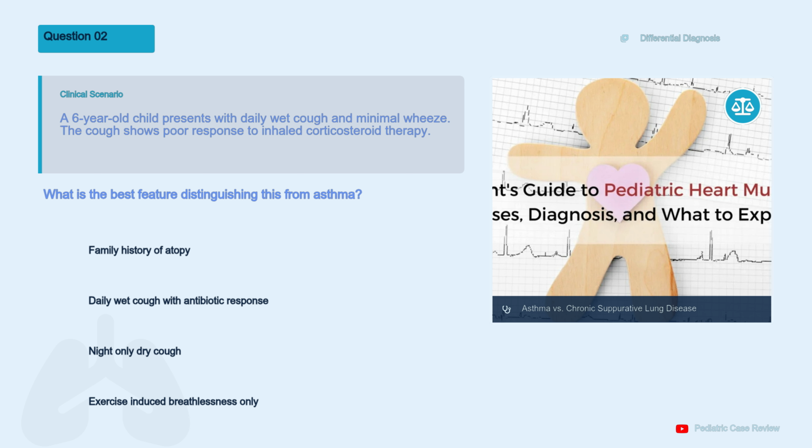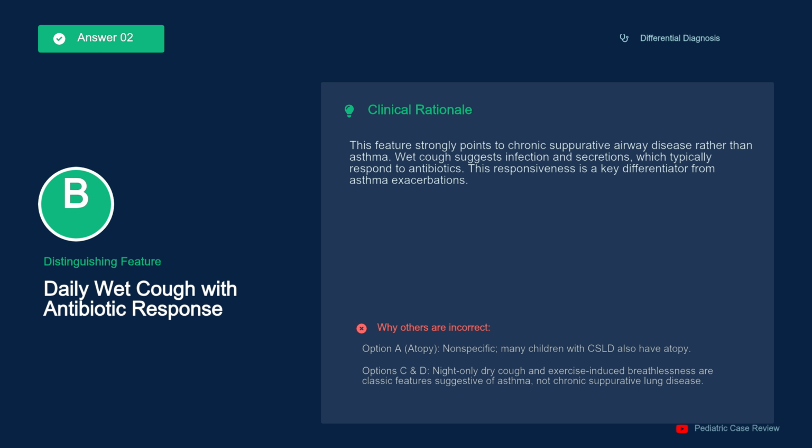Consider which clinical feature specifically points toward chronic suppurative airway disease rather than asthma. The quality of the cough and treatment response patterns are critical distinguishing factors in pediatric respiratory conditions. The correct answer is B, daily wet cough with antibiotic response. This feature strongly points to chronic suppurative airway disease rather than asthma. Wet cough suggests infection and retains secretions in the airways, which respond to antibiotic therapy targeting bacterial pathogens. The lack of response to inhaled corticosteroids further supports a non-asthmatic etiology.